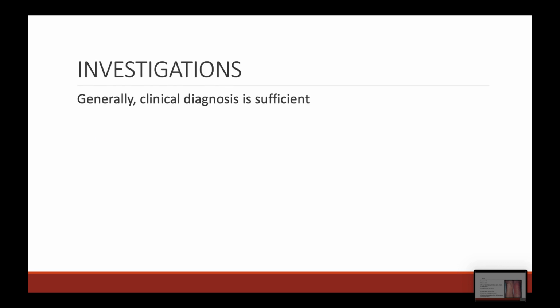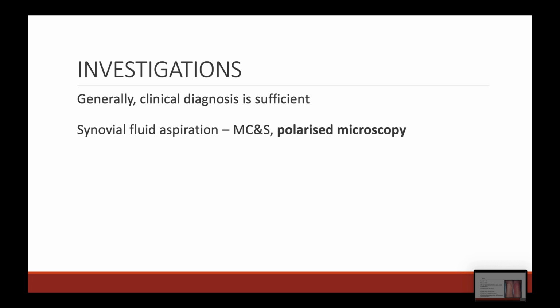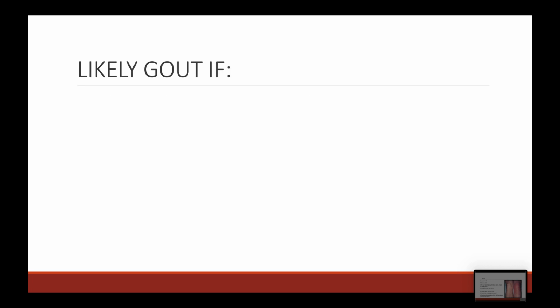So in investigations, generally gout is diagnosed clinically with a history, but a synovial fluid is definitive in terms of diagnosis, especially the polarized microscopy. I'll show you a picture of that later on. And as well as that, you want to check the uric acid, especially 4 to 6 weeks after the attack. However, this does not confirm or exclude gout. So they could have normal levels, but they still get gout. As well as that, like I mentioned before, you want to do a joint X-ray to rule out any signs of chondrocalcinosis, which is suggestive of pseudogout.